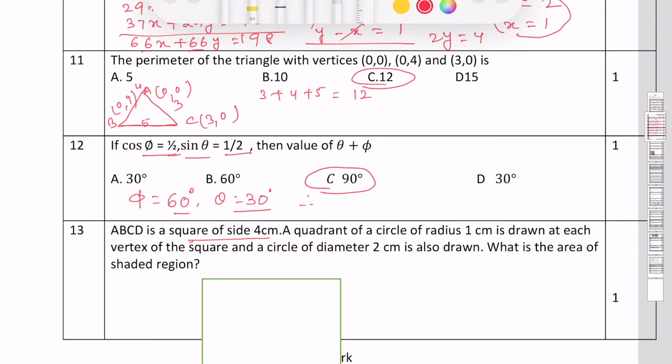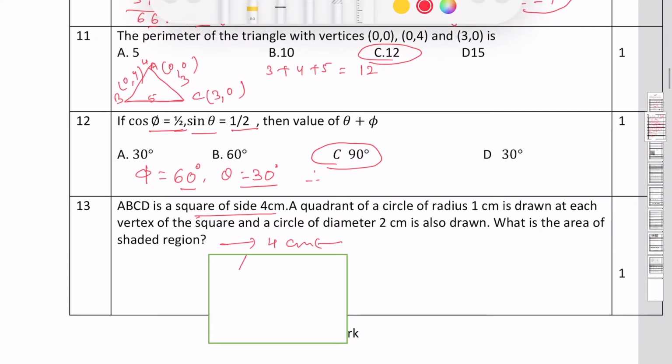ABCD is a square. This side is 4 centimeter here, and we cut two quadrants of 1 centimeter radius from each circle here and here, and there is one more circle of diameter 2 centimeter. So we have to find out the area of the shaded region. ABCD is a square. So what is the shaded area?